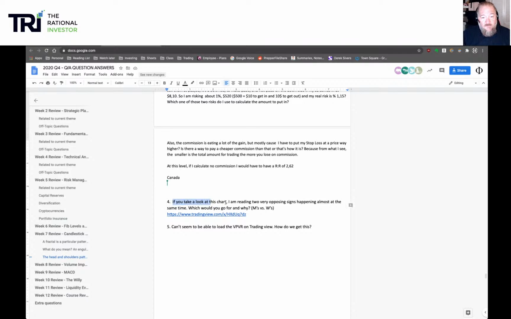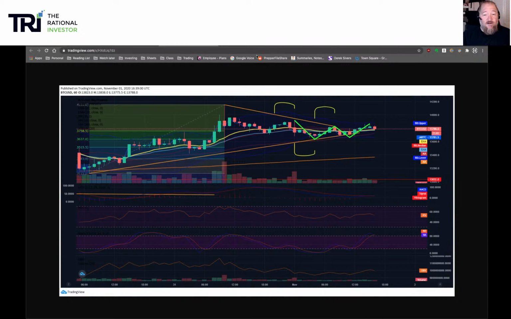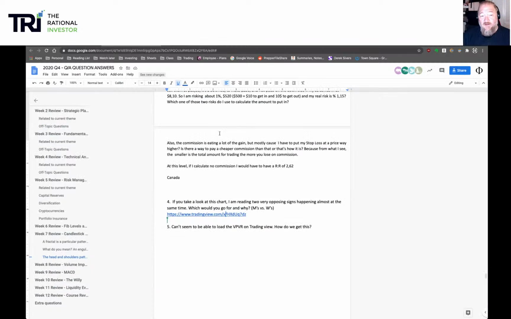All right. If you take a look at this chart, I'm reading two very opposite signs happening all at the same time. Would you go for and why? M's and W's. Okay, so this has to do with what I talked about earlier. What we want to do is identify what direction we're looking to take a trade, based on our location and based on our momentum indicators. Then we look for structure to come in and give us confirmation correspondingly. In this case, this doesn't look to be an M or a W. This is a triangle, and we're looking for a breakout on that triangle. So it really depends on what my location is telling me and what my momentum is telling me.